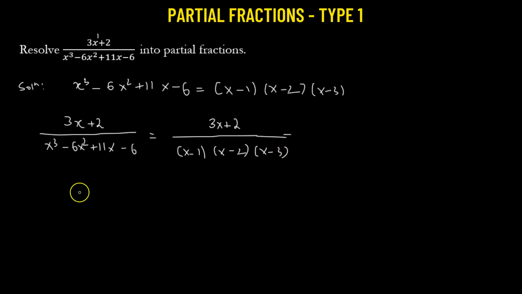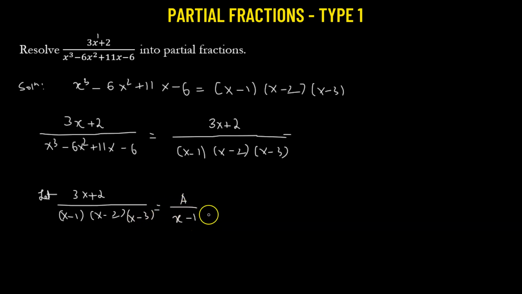Now, let 3x plus 2 divided by x minus 1 times x minus 2 times x minus 3 be broken down into three partial fractions. The first partial fraction is A over x minus 1, the second is B over x minus 2, and the third is C over x minus 3. So here A, B, and C are three constants whose values we need to determine.